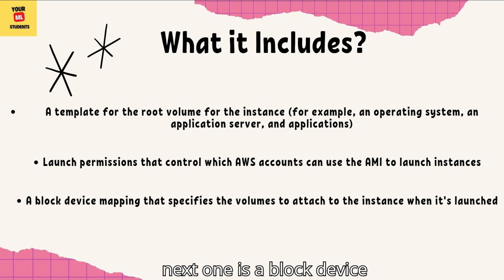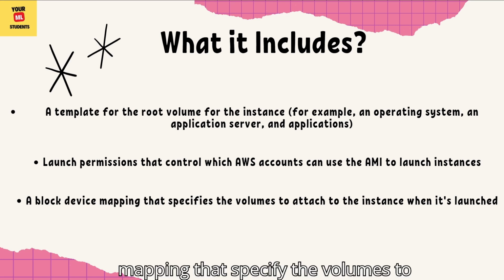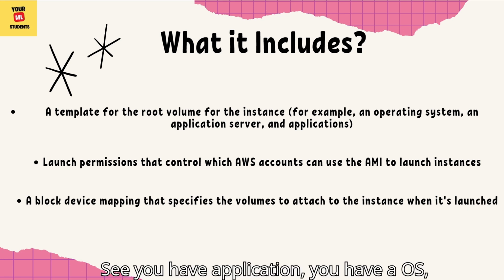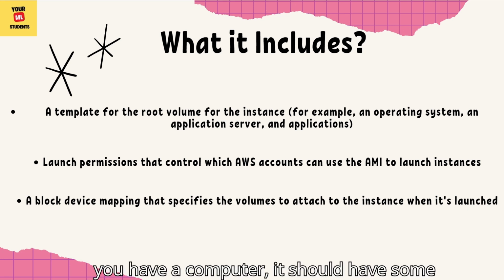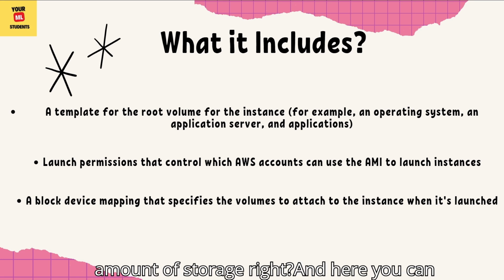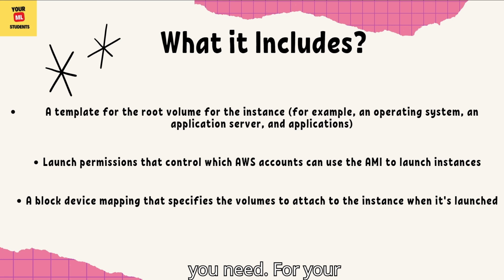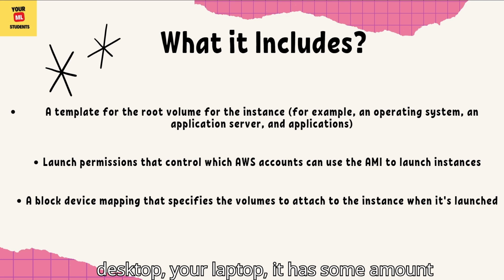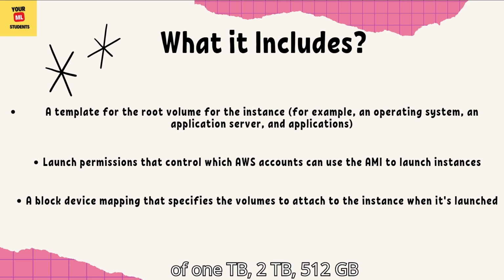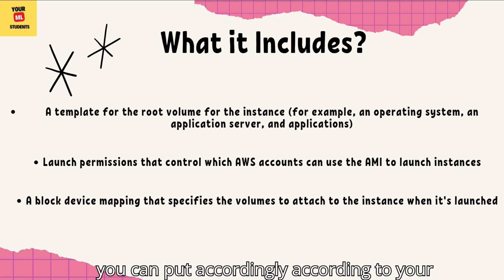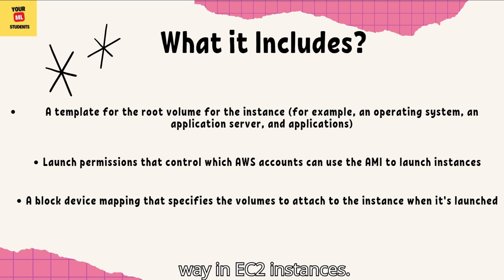The next one is a block device mapping that specifies the volumes to attach to the instance when it is launched. You have an application, an OS, a computer, and it should have some amount of storage, right? Here you can define how much storage you need for your server. Your desktop or laptop has some amount of storage, 1 TB, 2 TB, 512 GB, that kind of thing, right? The same you can set according to your needs in EC2 instances.